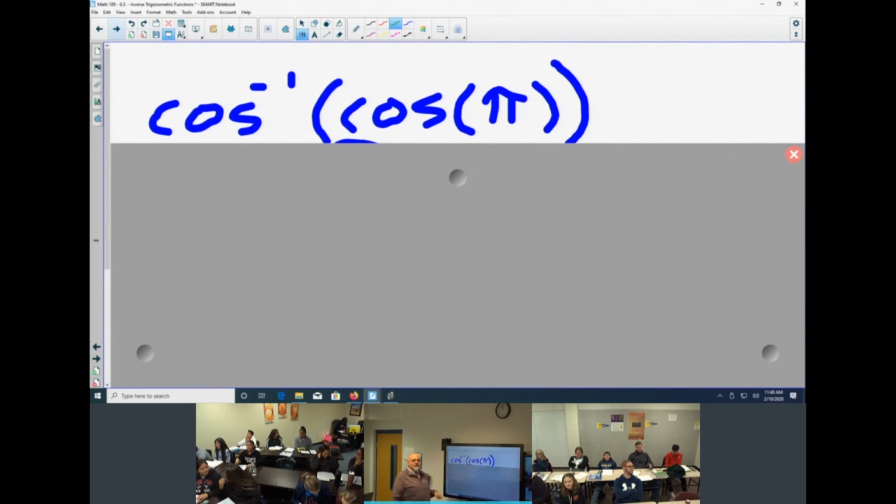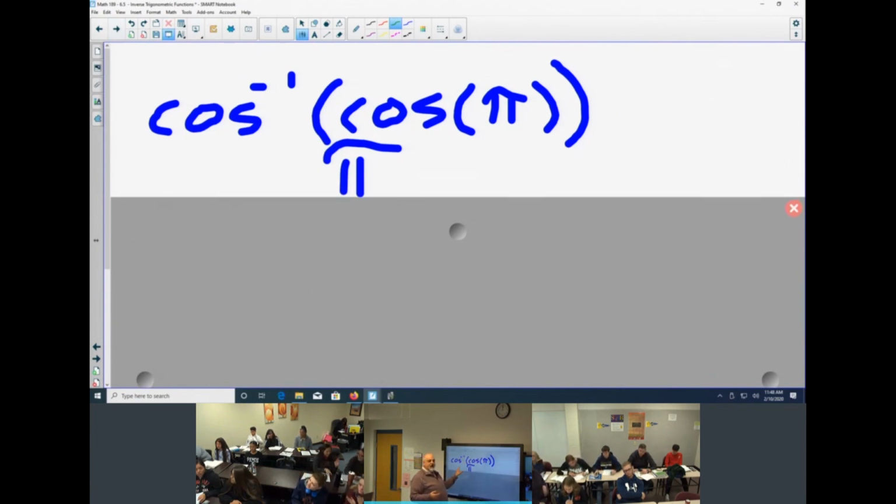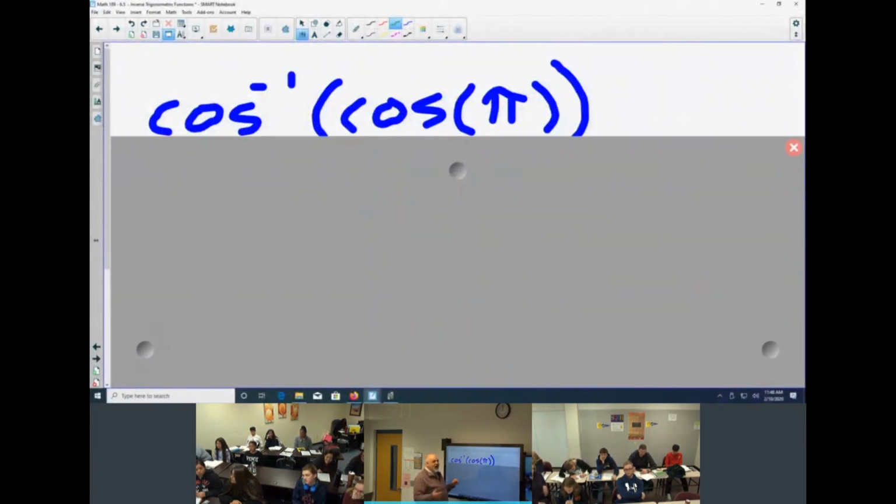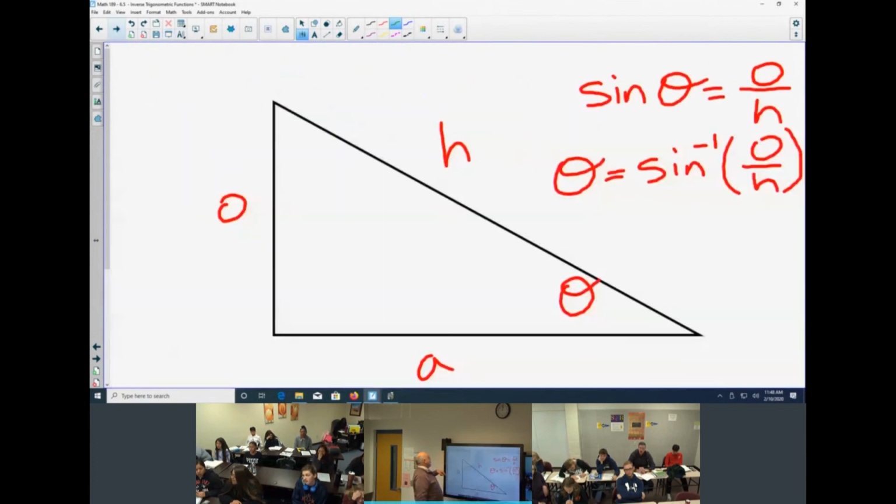Okay, so what about this one? Is pi in the right quadrants? Will this just cancel, leaving us with just pi? Yes or no? Thumbs up, thumbs down. The answer is yes, it will, because the inverse cosine has to be between 0 and 180. Okay? So you wrote that down earlier. And so if it is, then these will just cancel, leaving us with just pi. See, when they're not in the right quadrant, that's when you have to do some work. Okay?